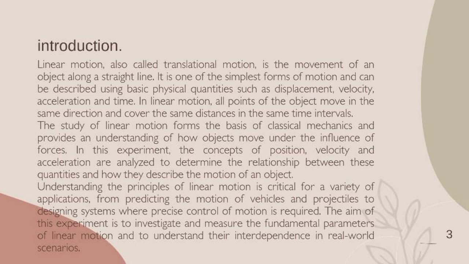Linear motion, also called translational motion, is the movement of an object along a straight line. It is one of the simplest forms of motion and can be described using basic physical quantities such as displacement, velocity, acceleration, and time. In linear motion, all points of the object move in the same direction and cover the same distances in the same time intervals.